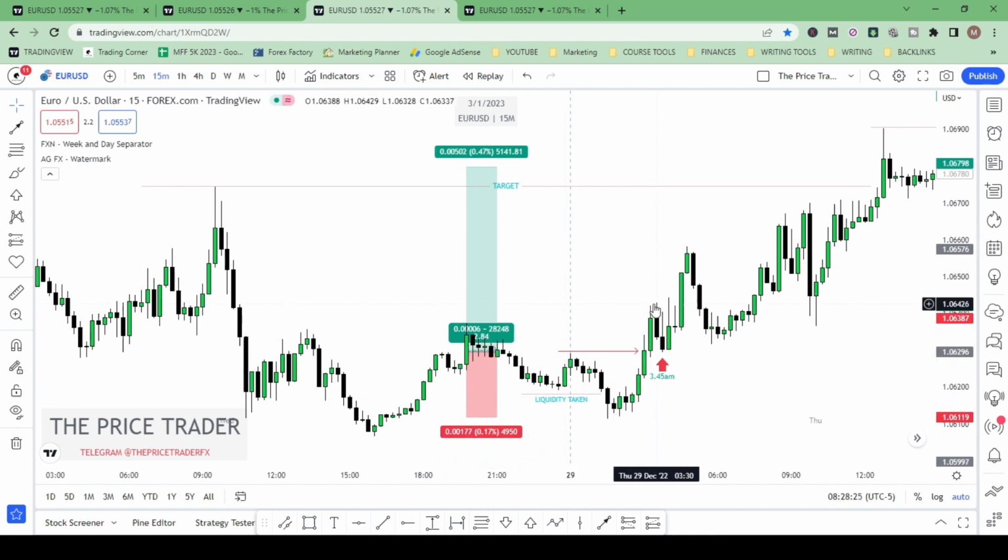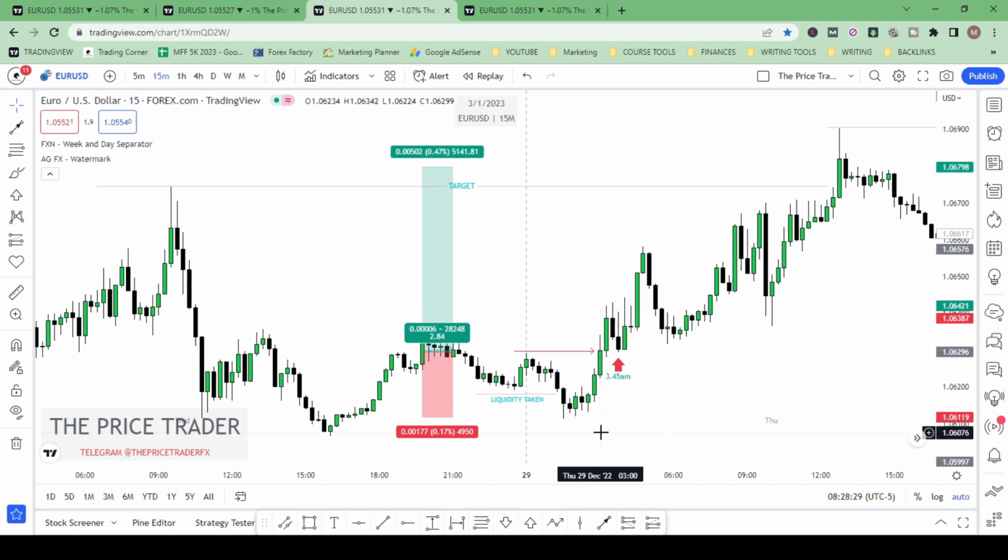Then it created another framework. So during this kill zone, which is the London session, we are seeing that the market created this framework, took out this liquidity, then broke market structure here. Then this is the retest I was talking about. So at around 3:45 a.m. New York time, that is your entry. So that was your entry.